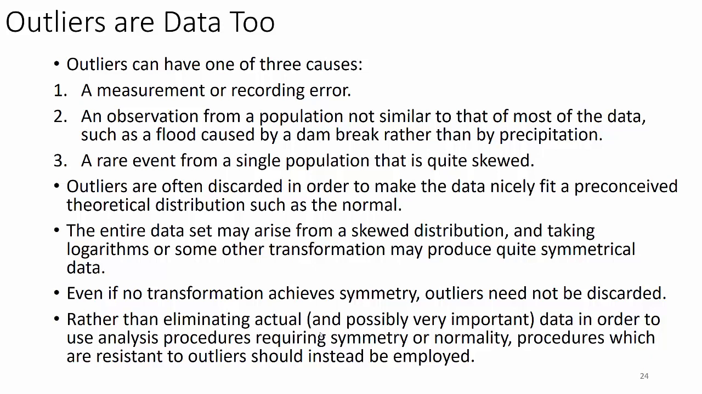The entire data set may arise from a skewed distribution, and taking logarithms or some other transformation can produce quite symmetrical data. So there's a way to take non-symmetrical data, like log normal distributions, and make them symmetrical in a way that allows us to then perform parametric statistics on them. But even if no transformation achieves symmetry, outliers don't have to be discarded. Rather than eliminating actual and possibly important data in order to use analysis procedures requiring symmetry and normality, procedures which are resistant to outliers should also be employed.